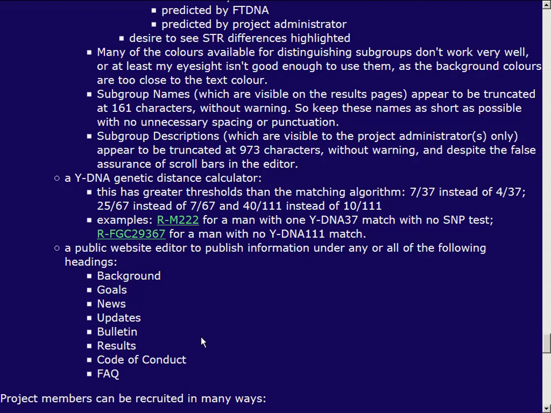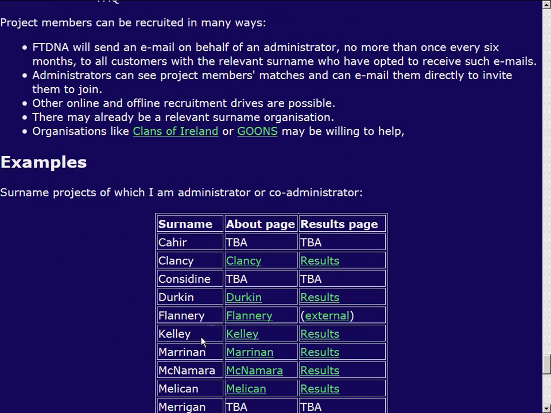And then you can edit the public website. How do you recruit people into your database? You can ask the group's administrator at Family Tree DNA to send out an email on your behalf to all the customers with your surname, asking them to join your project. So write something up saying, please come and join our OD project. We have a great OD clan association. We have reunions. We have a DNA project. We'll find you your hometown land in Ireland. Please sign up for our FTDNA project.